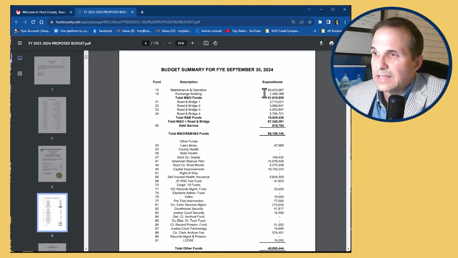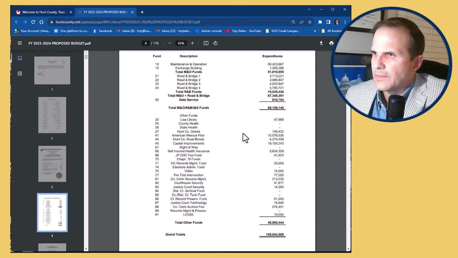Now, the different precincts, they don't have them named as precincts, but they have them classed as road and bridge 1, 2, 3, 4. Those are the precincts. And this figure over here is what they're budgeting to actually spend on building roads, the physical supplies and construction. So that's what that means. Now down here, you have various other line items.